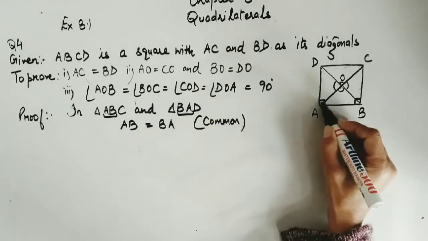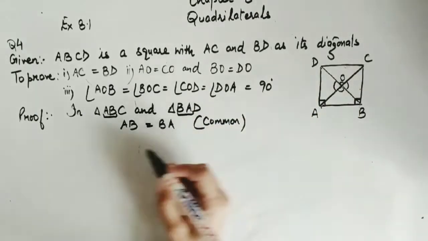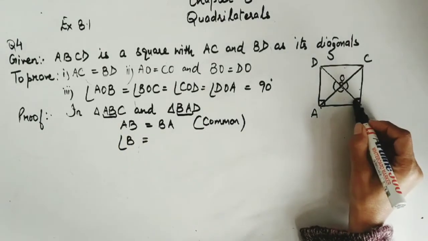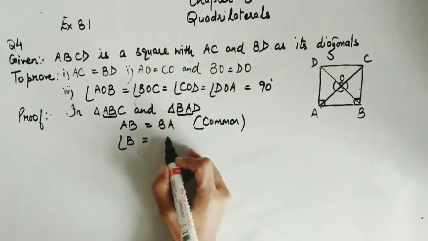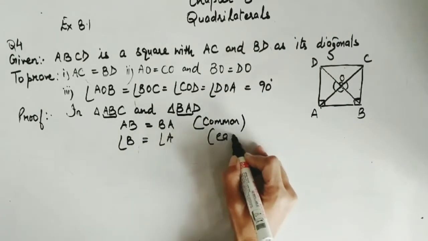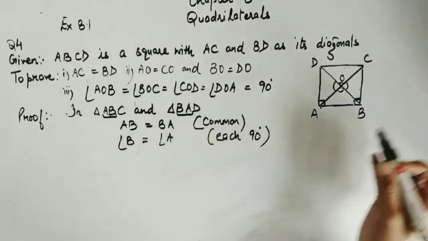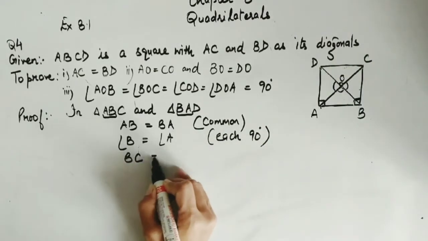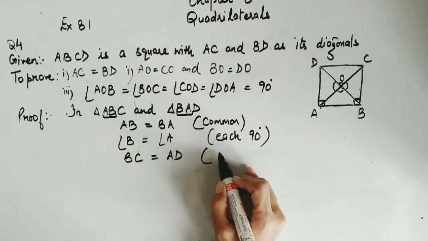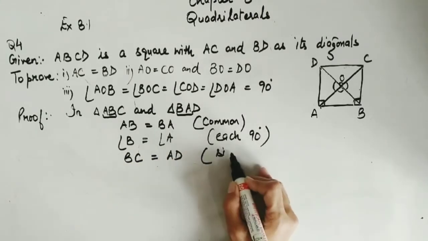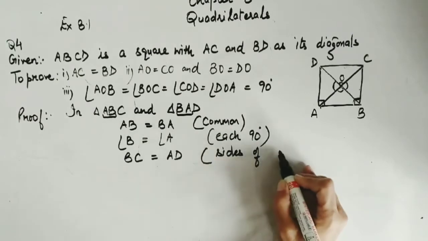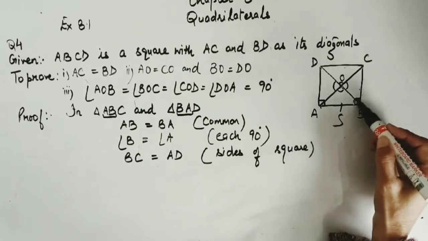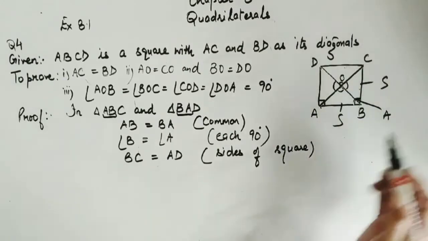Then angle in ABC, angle B, and in BAD, angle A, is each 90. And BC is equal to AD. Side BC is equal to side AD. They are sides of a square. We know opposite sides of a square are equal. So the rule is side, then came this angle, another side.